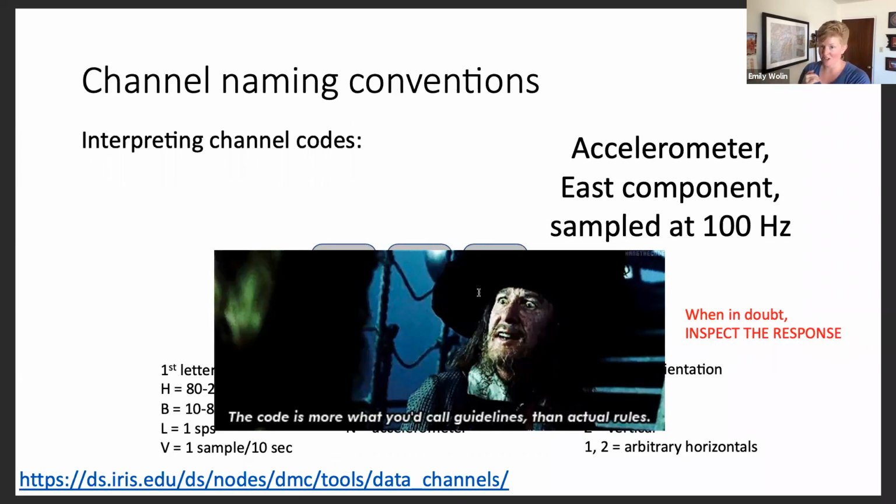The response will tell you your sample rate. The response will tell you what kind of instrument you have there. So data channels can be useful for getting an idea of what's there, but exceptions exist and you should always be careful about that, especially if you're working with data from networks that you don't know well.